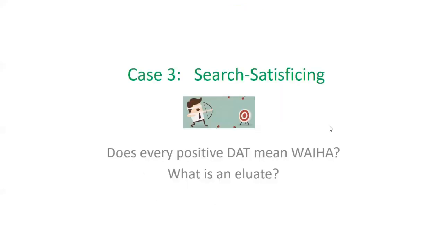Let's go to case 3, search satisficing. Does every positive DAT mean a warm autoimmune hemolytic anemia? And what is an eluate?